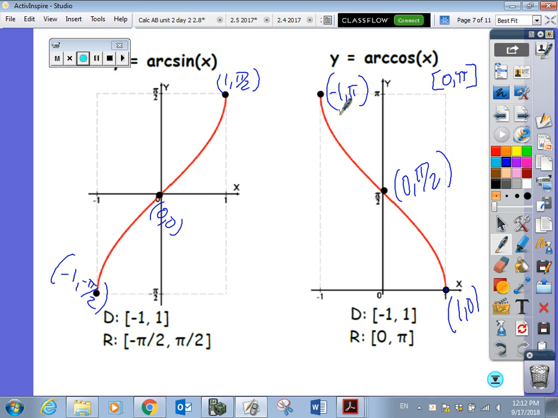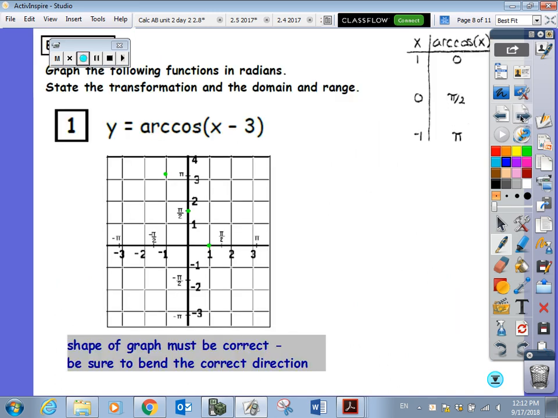All right, so the examples here. Graph the following functions in radians. Arcsine and arccosine will always be in radians. We're going to give you this little graph. This will always be provided for you if we expect you to do anything with arcsine and arccosine as far as graphing goes. So the first thing says state the transformation. Well, this one only has one transformation, and that transformation is right 3.